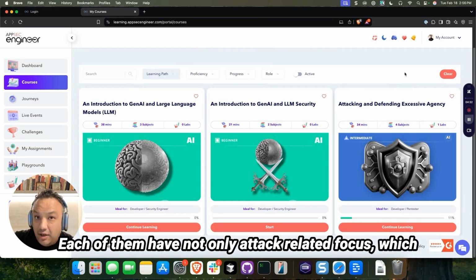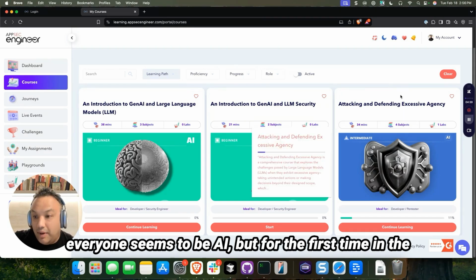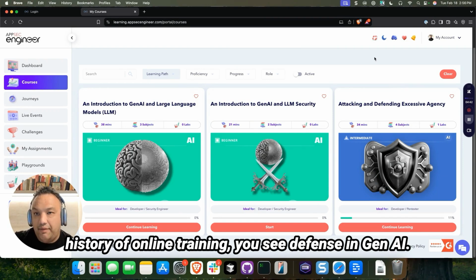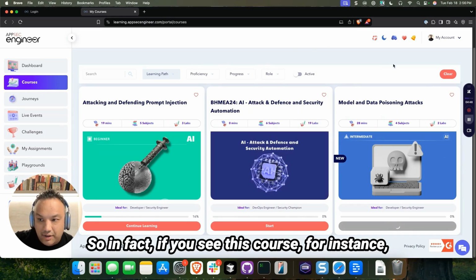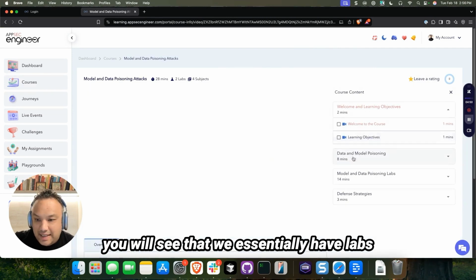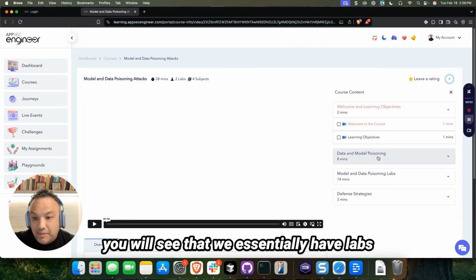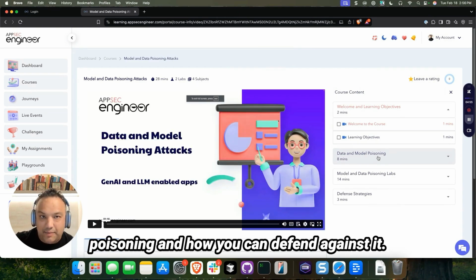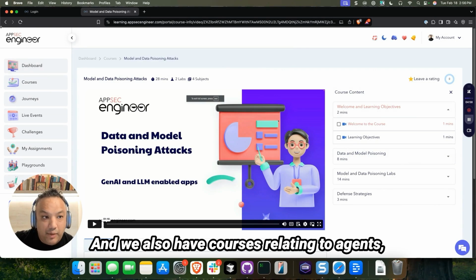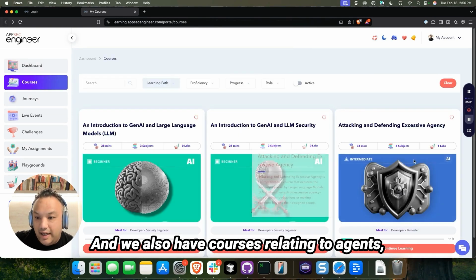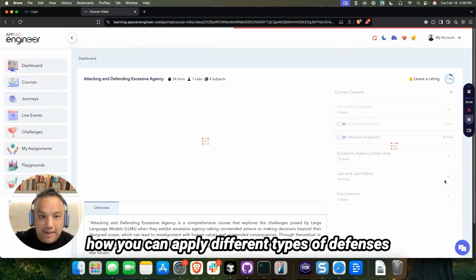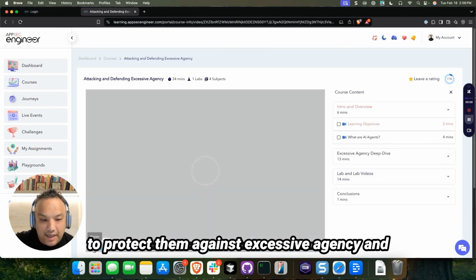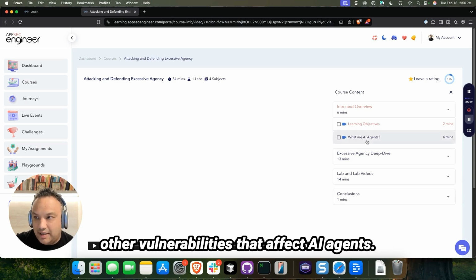Each of them has not only an attack related focus, which everyone seems to be talking about with Gen AI, but for the first time in the history of online training, you see defense in Gen AI and LLM security. So in fact, if you see this course, for instance, you will see that we essentially have labs around how you can perform model and data poisoning and how you can defend against it. And we also have courses relating to AI agents, and how they can be attacked and how you can apply different types of defenses to protect them against excessive agency and other vulnerabilities that affect AI agents.